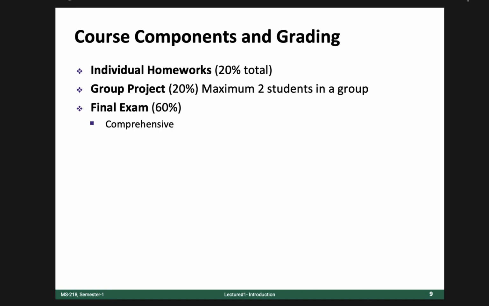Okay, and then we have one final exam. It would be comprehensive. Comprehensive means starting from lecture 1 till the last lecture. Because it's a 60% exam, it would be comprehensive.